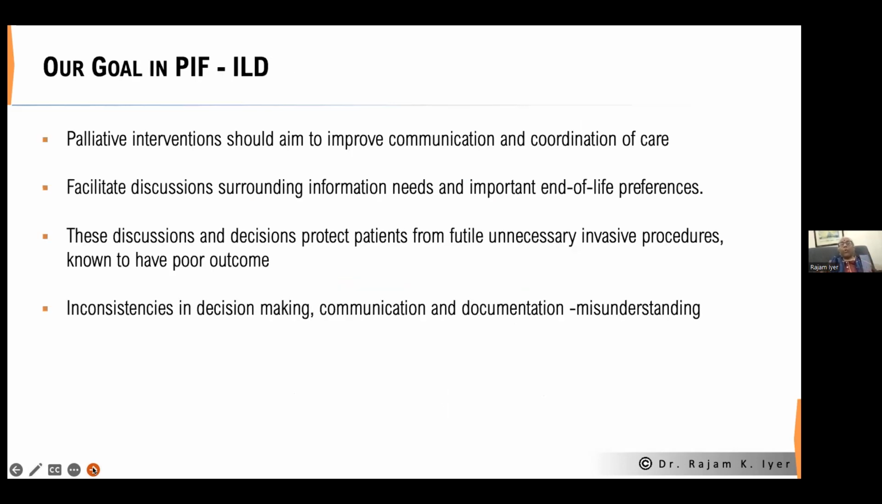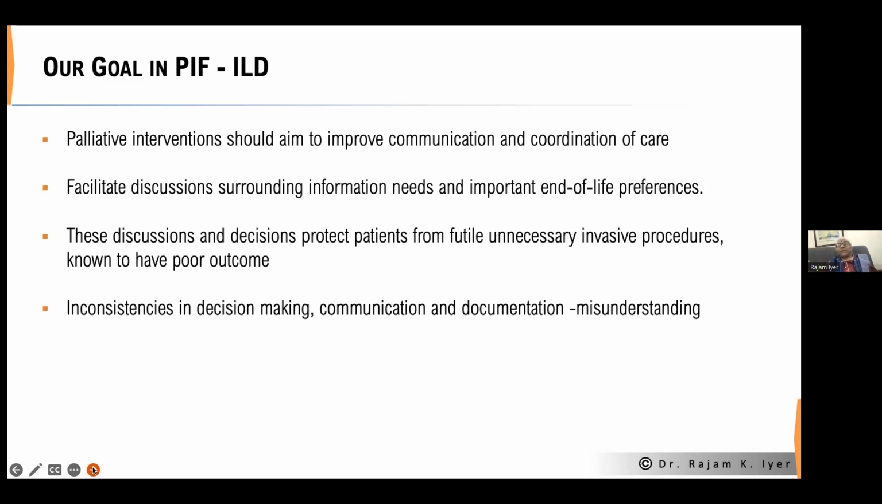Okay. So our goal in ILD as palliative care physicians is really to improve communications between patient and the pulmonologist and coordinate what we can do, which is in the best interest of the patient, especially around end of life care, so that we prevent futile, unnecessary medical interventions. And there has to be constant dialogue, communication, because patients tend to keep changing their mind. They shop around, they read of new things.